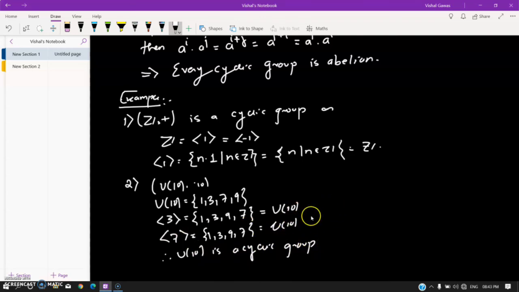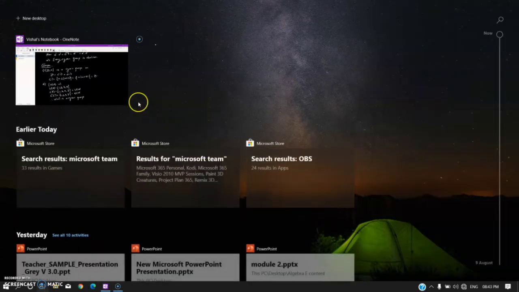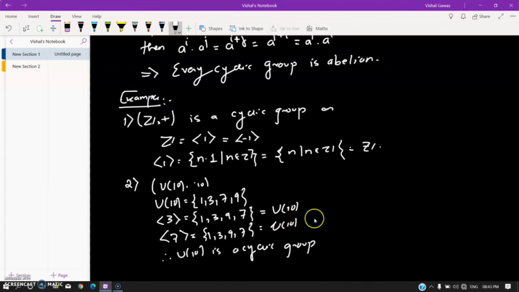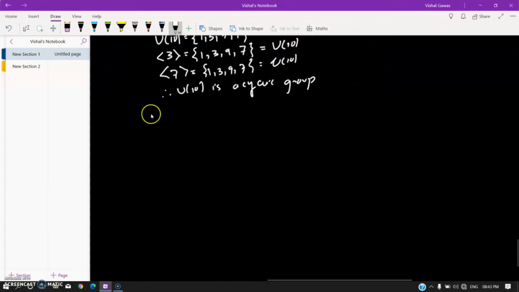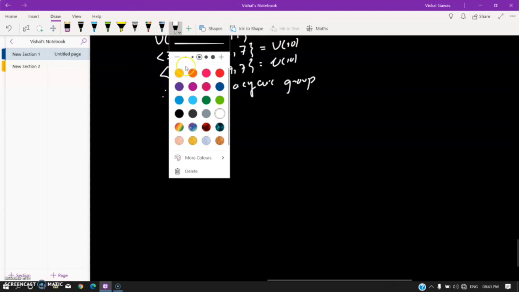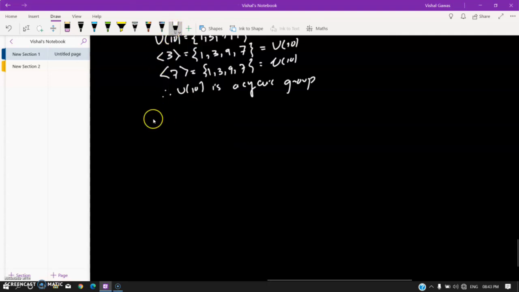U8 is not a cyclic group. It is an example of a group that is not cyclic. Of course, R is not cyclic because there's no element which would generate R. So, finite group.